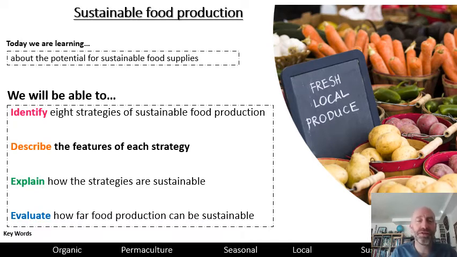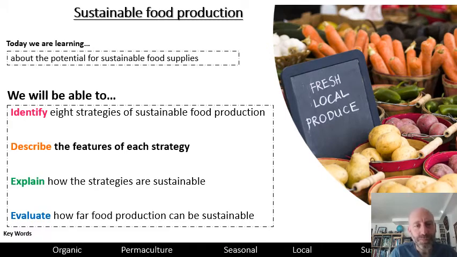And if you remember, the word sustainable means producing enough of something for us now without compromising the ability of future generations. So that means producing enough food for the population of the world now without damaging soils and damaging the environment so much that future generations cannot have their food.